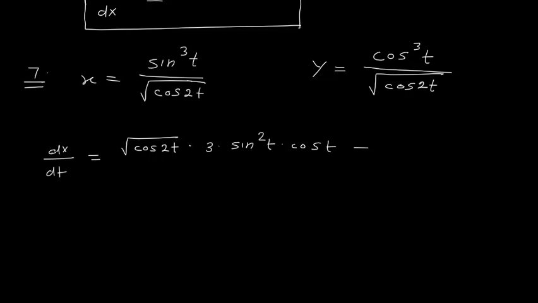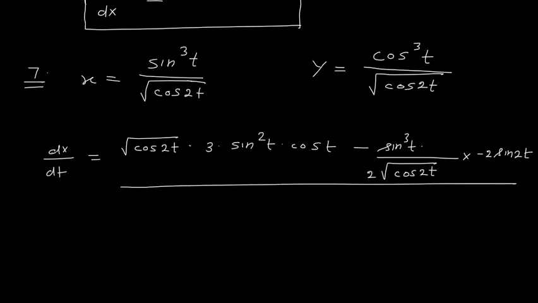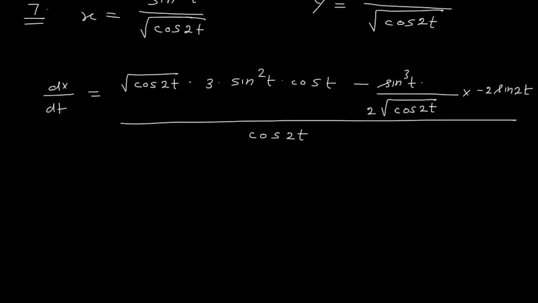minus u, that is sin cube t, into the derivative of root cos 2t. So it will be 1 upon 2 root cos 2t, which I write in the denominator, and then the derivative of cos 2t is minus 2 into sin 2t, right? And this whole is divided by root of cos 2t the whole square, that is cos 2t. This is dx upon dt.